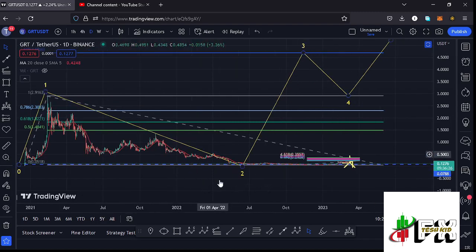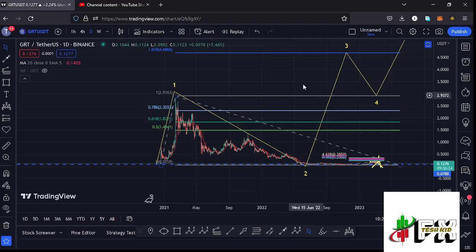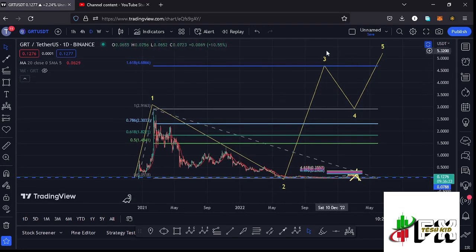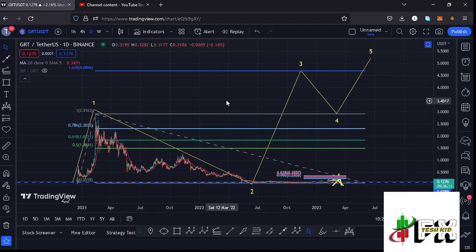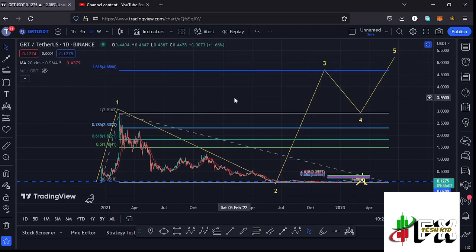And after seeing the low for that second wave, what we expect on the long-term scenarios is the start of an explosive move to the upper side in the formation of this wave 3, where I have minimum target areas at the fib level 1.618, and that is at around the $4.6866 mark, and that is the minimum that I'm expecting GRT to do on the long-term scenarios. Let's be patient and see how that plays out, and I'll be keeping you updated.